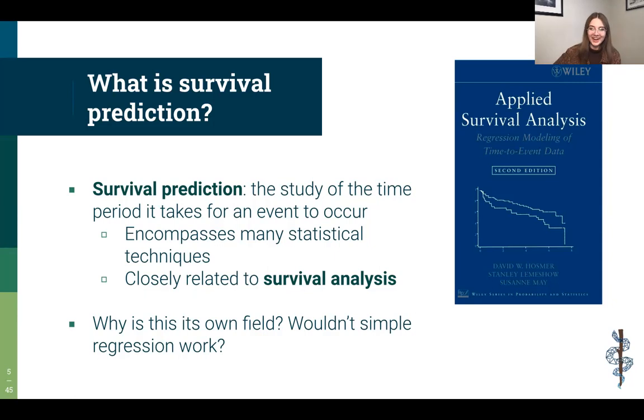One may ask, why is this its own field? Wouldn't just a simple regression task work if you're predicting a real value? If you just trained a regular linear regression model, wouldn't that just suffice? And the answer, of course, is yes and no. I'll get into this in just a few slides from now, but there are some particularities about the survival data that is available to scientists to try to solve these problems that make it just a little bit more difficult than it would have otherwise been.